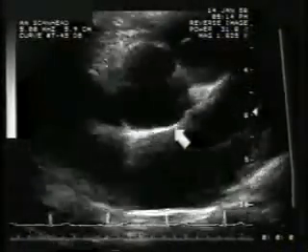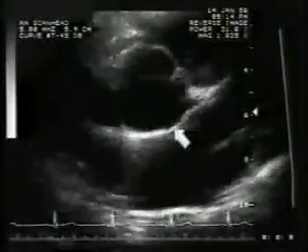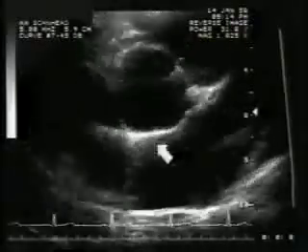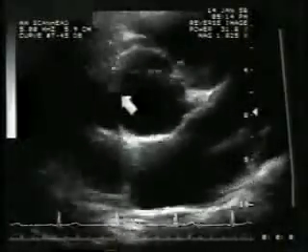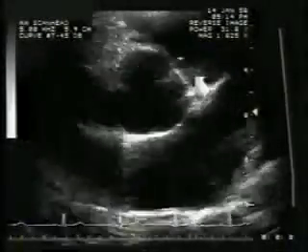In real time, note the position of the aortic commissures at 2 o'clock, 6 o'clock, and 10 o'clock, and also note the motion of the pulmonary valve.